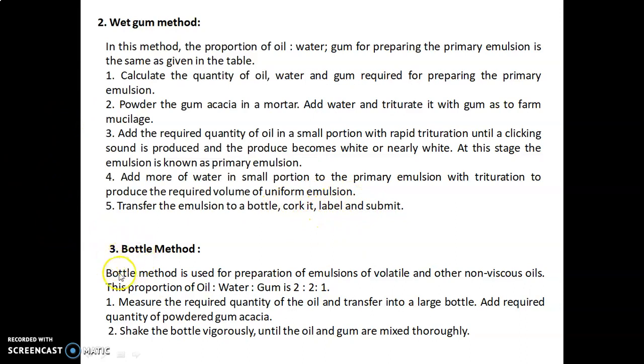Then third one, bottle method. Bottle method is used for the preparation of emulsions of volatile and other non-viscous oils. The proportion of oil to water to gum is 2:2:1.